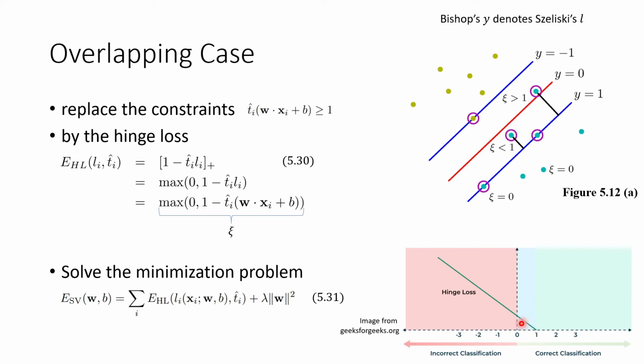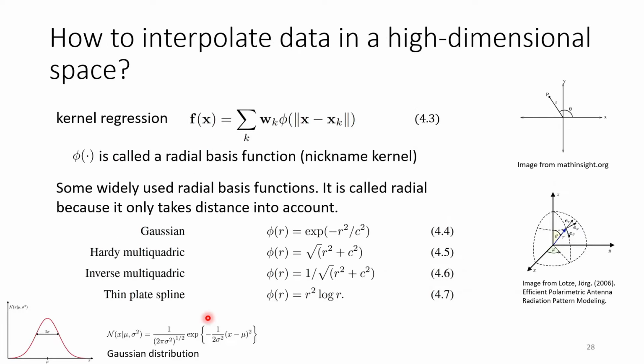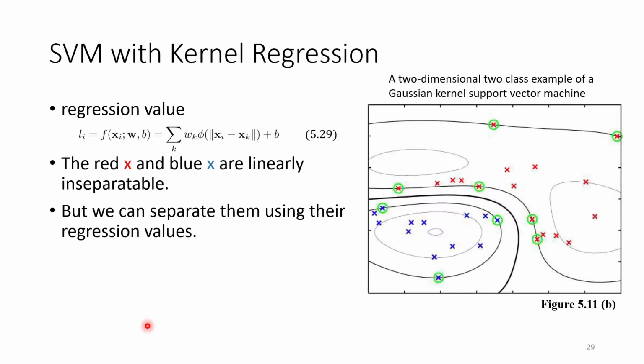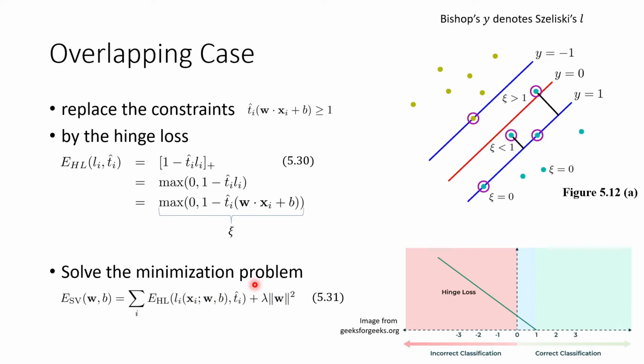So the support vector machine becomes a trade-off. The first term is the hinge loss, and the other is the regularization term, which is the coefficient lambda times the L2 norm of the weight. Here we try to find the minimum of the regularization term, and it becomes part of the loss function.